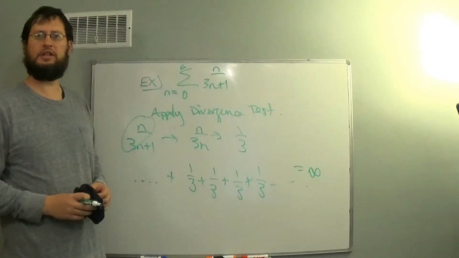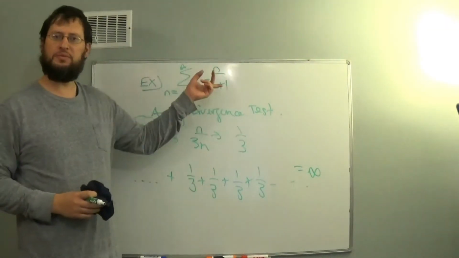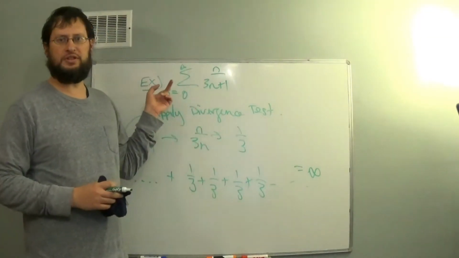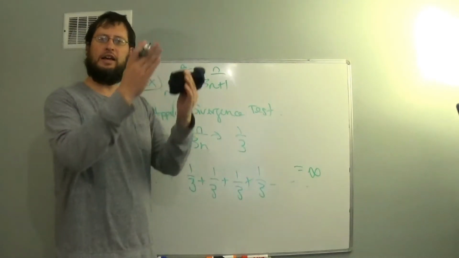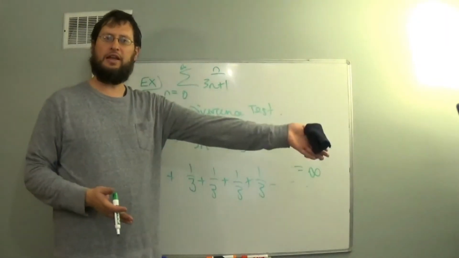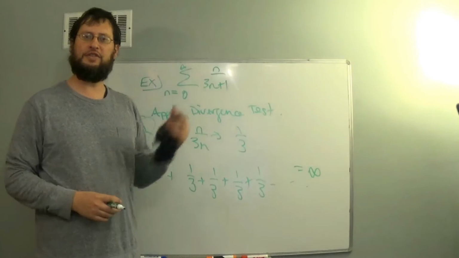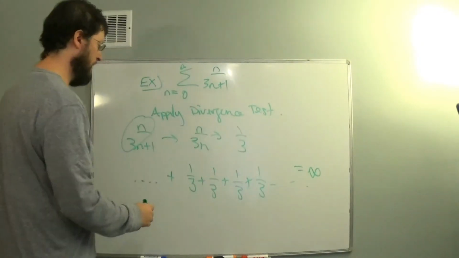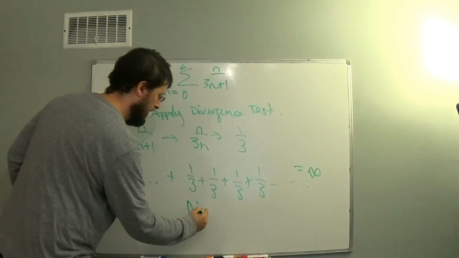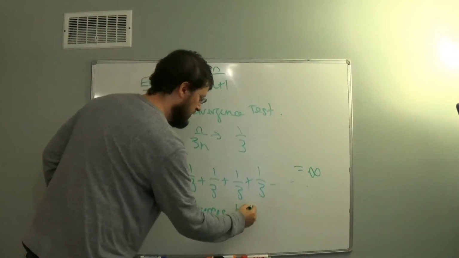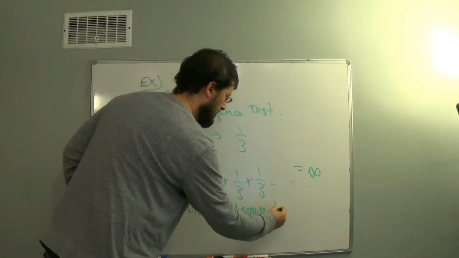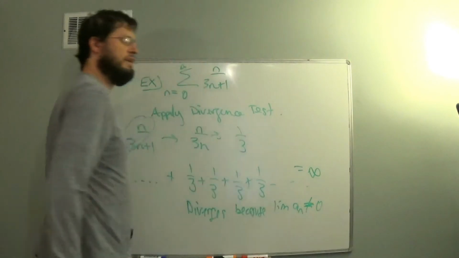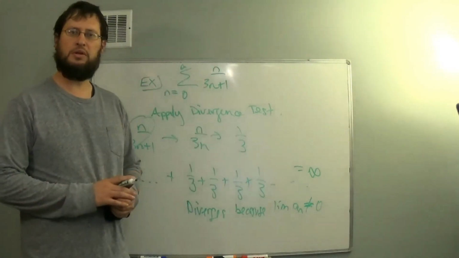This is the whole idea with the divergence test. If the terms go to anything other than 0, then the series diverges. Because otherwise we're adding a constant number at the end forever. And no matter how small that constant is, if it's not 0, then it accumulates up and goes to infinity. So by the divergence test, this one diverges because the limit of a_n is not 0. If the terms go to anything other than 0, it diverges.